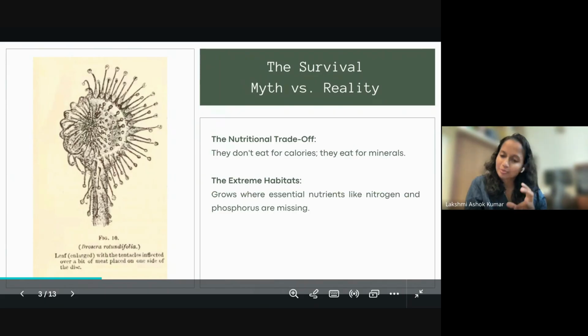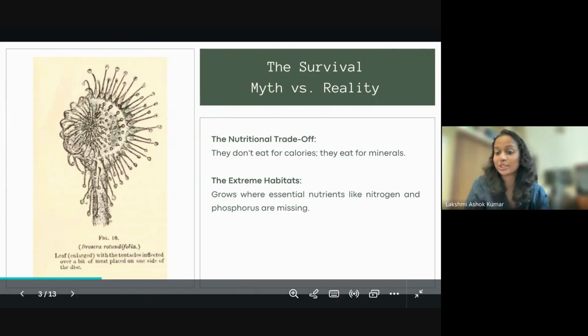So it is mainly for flowering and producing seeds that they actually catch insects. Usually these plants don't eat for calories, but they eat for minerals.